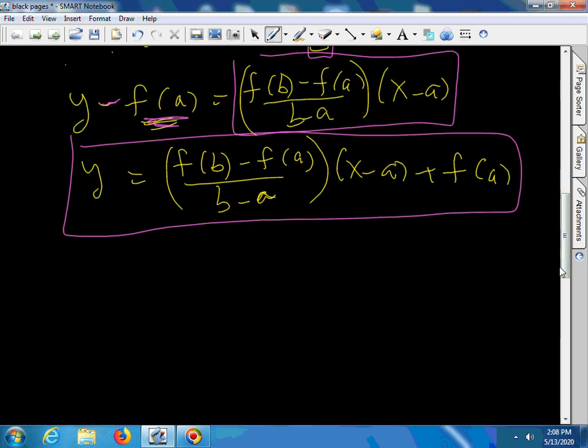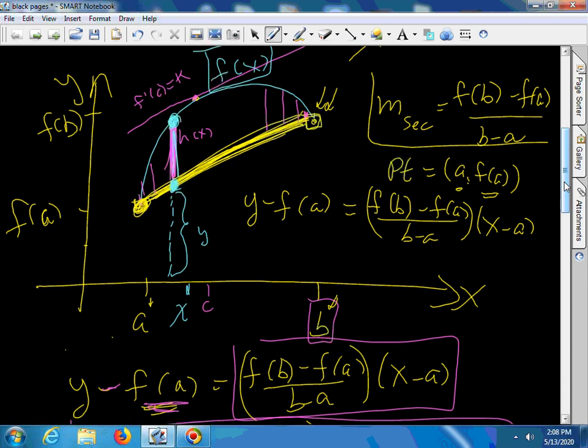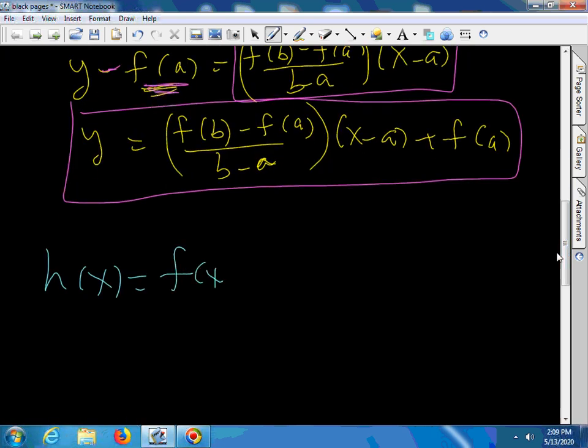So now, what is h of x? H of x is in here. This is h of x. Remember, if this is x, straight across is f of x. And straight across from that point is y. So h of x is f of x minus y. Okay, so h of x is f of x minus y.